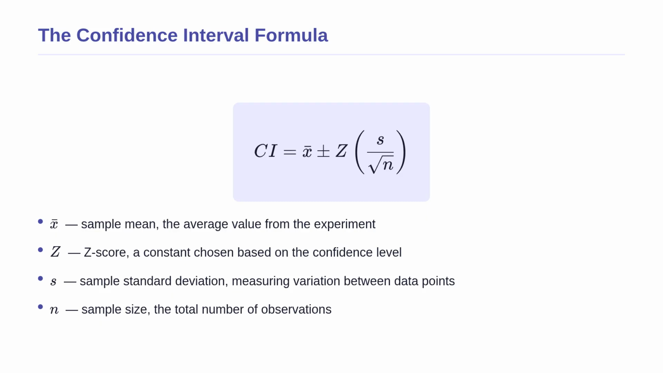The S represents the sample standard deviation, showing individual variation. The N is your sample size. The entire fraction, S divided by the square root of N, is the standard error. Notice that if you increase your sample size N, the standard error becomes smaller, which makes your confidence interval narrower and much more precise.